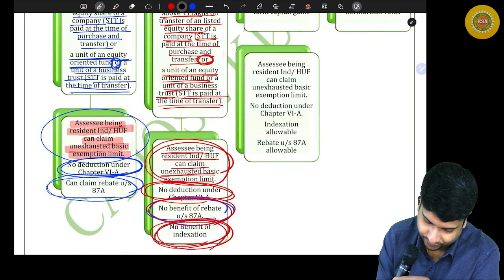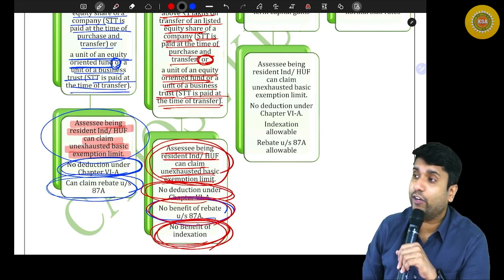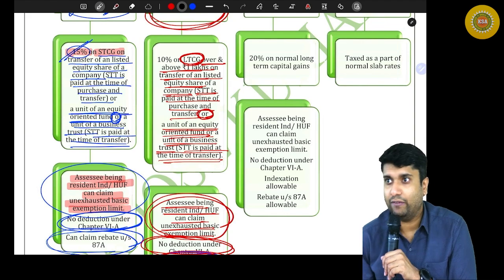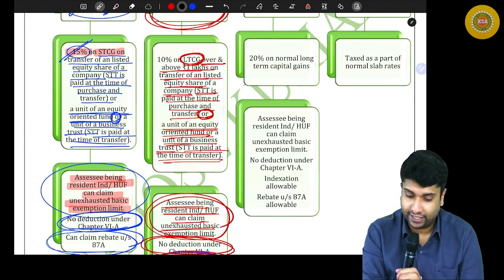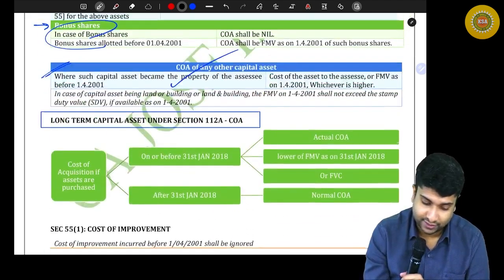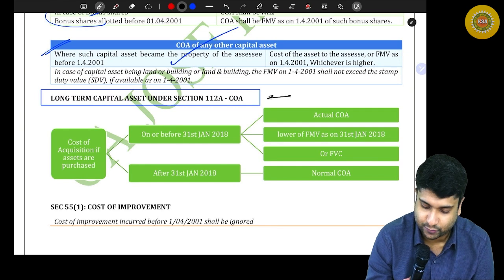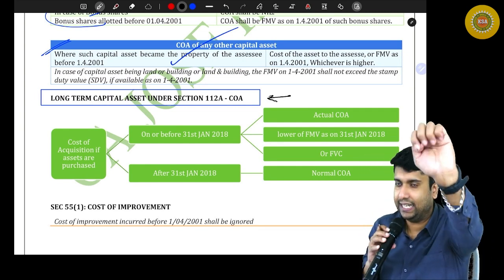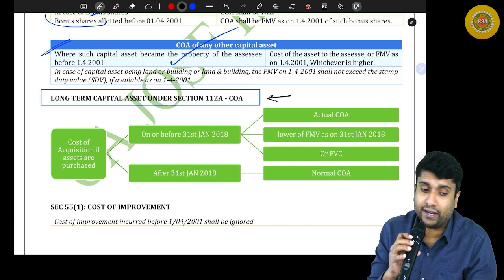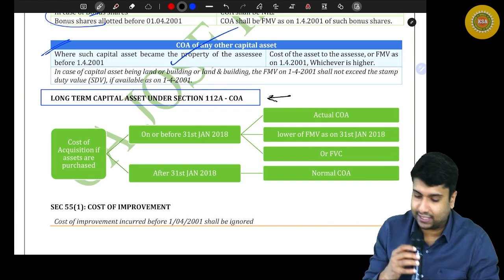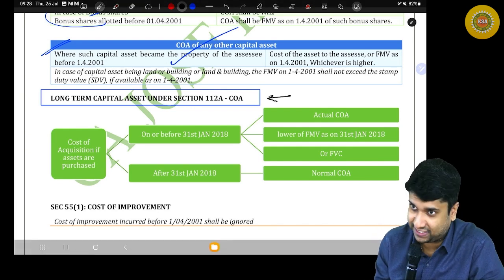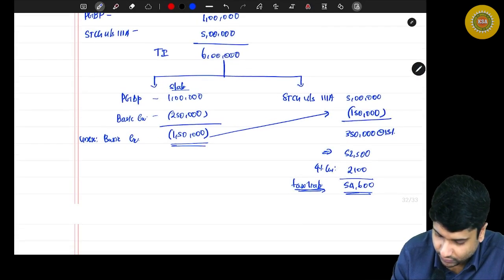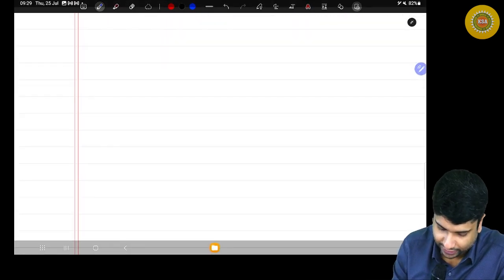Where were we? You cannot claim the benefit of indexation while computing the long-term capital gain under 112A. And there is one more thing under 112A. That is what we are about to discuss right now. That is the special circumstance while determining the cost of acquisition. Let's see. There is a special case while determining the cost of acquisition, and let's understand what exactly this cost of acquisition is. Please listen, friends. Say, for example, I'll give you a case.